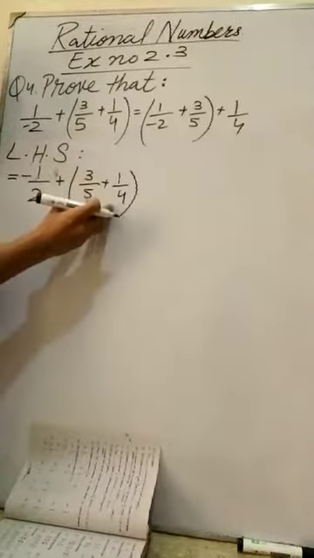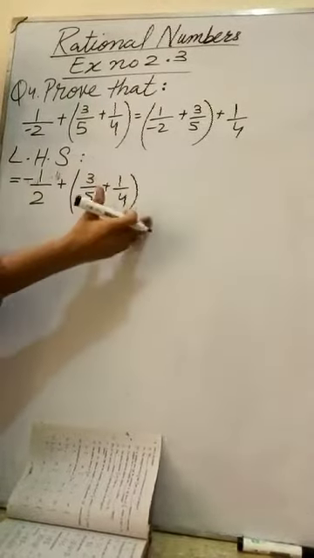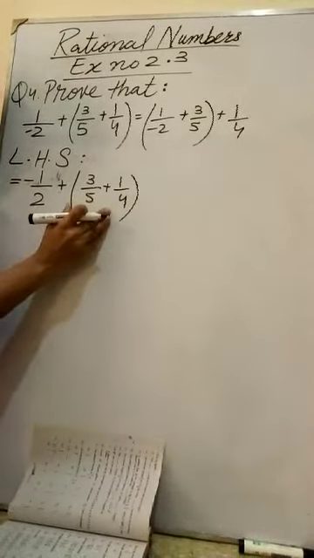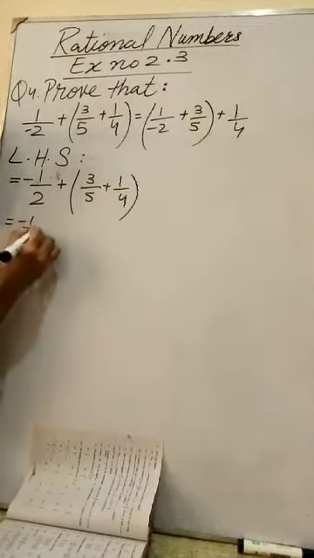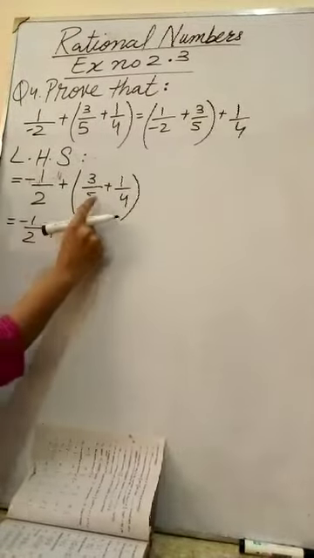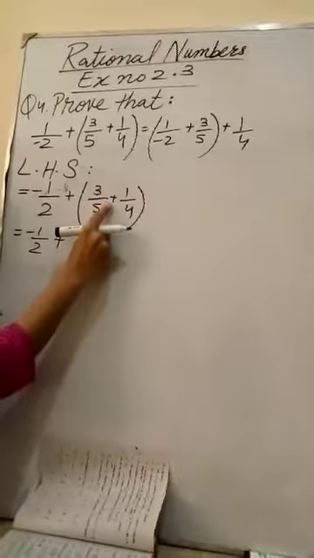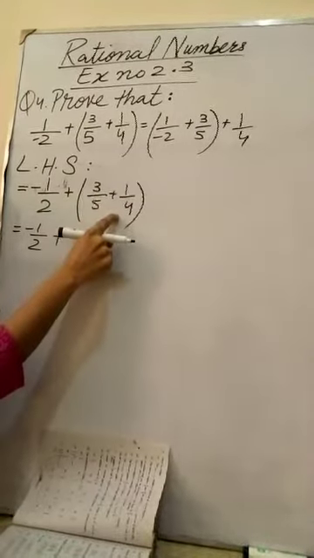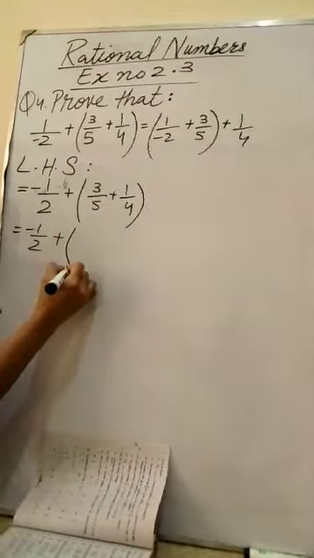We always solve the bracket first. Smaller bracket, curly bracket, then square bracket, big bracket. But I will solve this bracket first. So minus 1 over 2 plus, see, we have two fractional values with the addition sign. For addition and subtraction of fractional values, we always take the LCM. So we will find the LCM first.